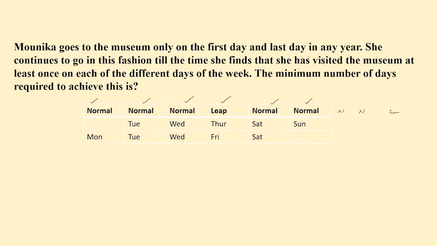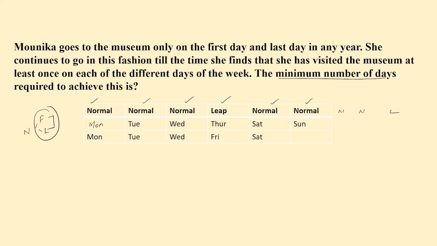Now they're asking me the minimum number of days. One thing that I should be keeping in mind is, in every normal year, the first day of the year and the last day of the year are going to be the same. So in a normal year, going on the first day and also going on the last day doesn't make sense. Because if you had gone here, you would have gone on a Monday. She would have gone on a Monday itself. So you have to figure out the minimum number of days. They have not said that Monica goes to the museum on the first day and the last day.